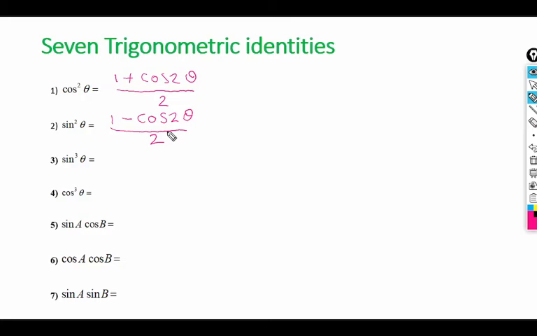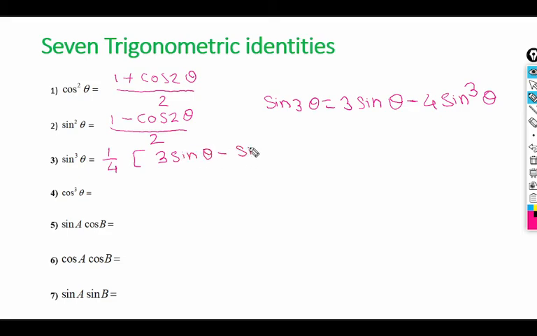Third formula, sine cube theta. You can derive this formula with the sine 3 theta formula. Sine 3 theta is 3 sine theta minus 4 sine cube theta, and that can be rearranged for sine cube theta. Now you can write the formula for sine cube theta as 1 by 4 times 3 sine theta minus sine 3 theta. This is the formula for sine cube theta.